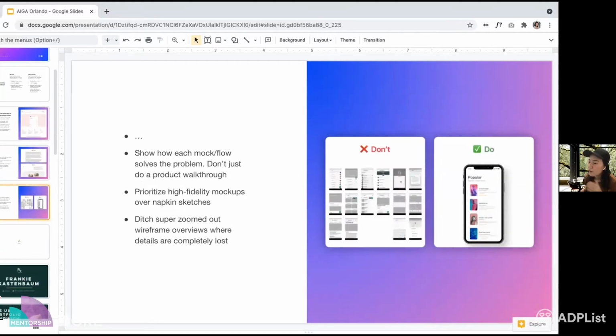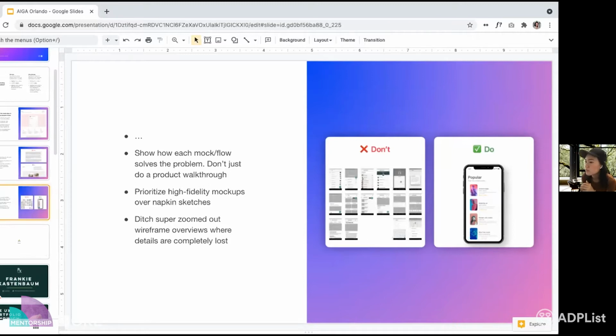And then for all the mockups and the flows that you show, do make it painfully obvious how it's solving the problem. Don't just do a full product walkthrough. There's been a lot of times when a junior designer is showing a note-taking app that they made, and they'll also show stuff like the login screen and the settings menu, and all of that is just irrelevant.